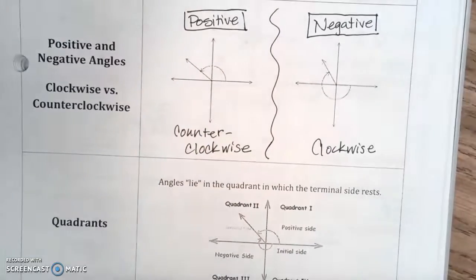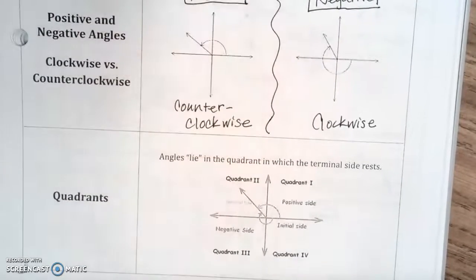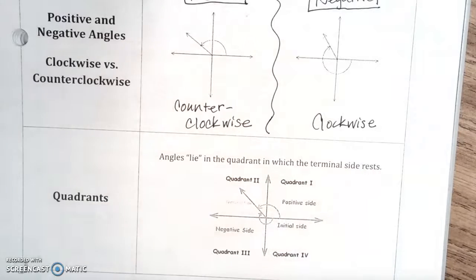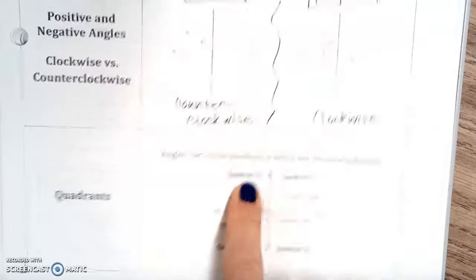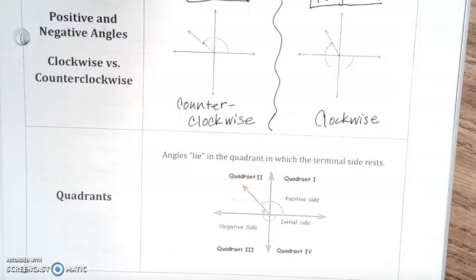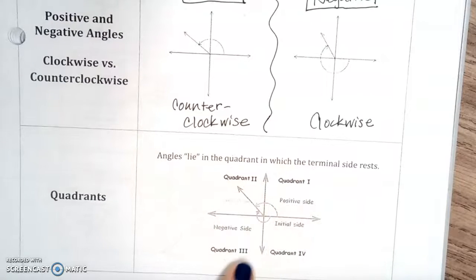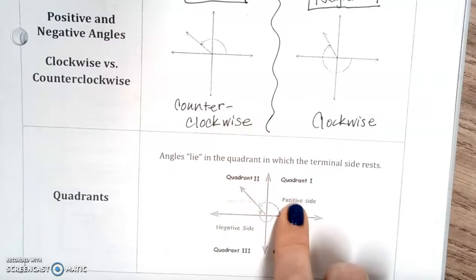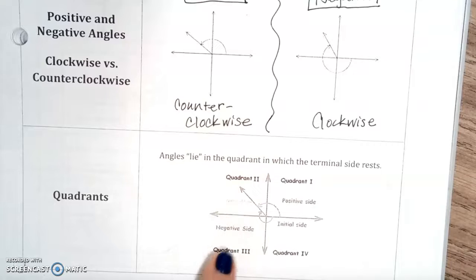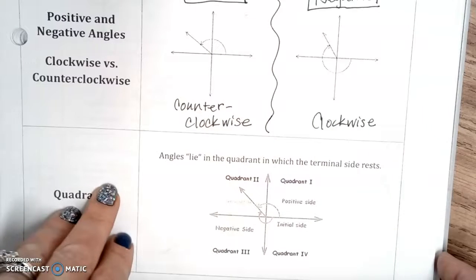And down at the bottom, there's nothing to fill in, so you just need to look at it and see what the quadrants are. So angles lie in the quadrant in which the terminal side rests. So this is quadrant 1, quadrant 2, quadrant 3, and quadrant 4. You notice that they use Roman numerals, so Roman numeral 1, Roman numeral 2, and so forth. And notice where they're positive. So this one is considered positive, this one is negative, and so forth. Okay. Any questions on that?